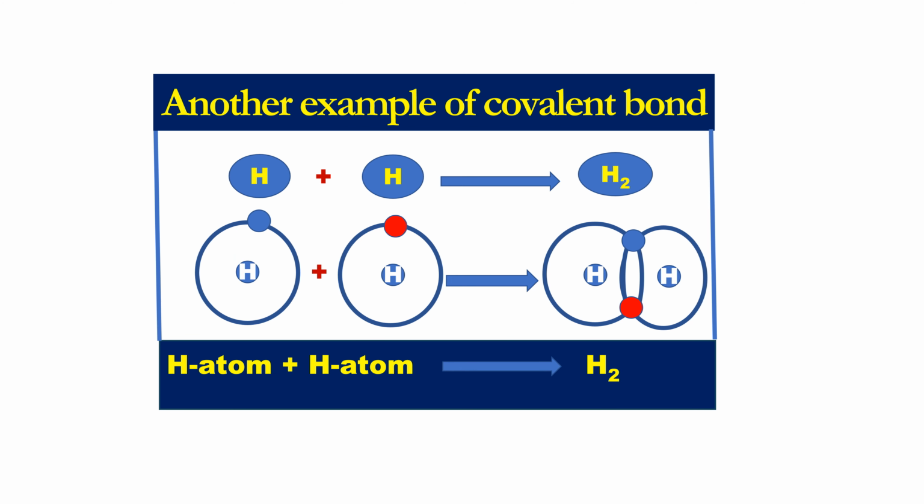Another example of a covalent bond is found in the hydrogen molecule. Each hydrogen atom has 1 electron in its outermost shell, as you can see here. But each hydrogen atom needs 2 electrons to be stable. So, just like the chlorine molecule, it will share the 2 electrons. And when it shares, each atom will then have 2 electrons. This one has 2 electrons, and this one also has 2 electrons. So a covalent bond is formed between 2 H atoms to form an H2 molecule.